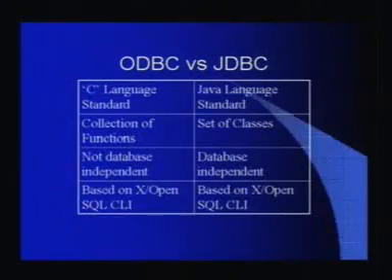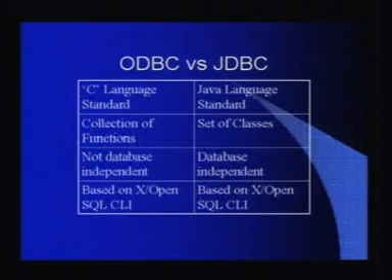JDBC is a set of classes. Java is a pure object oriented programming language. So, there is no scope for functions. You have member functions, but they are not exclusively self contained functions. Due to this, since Java is an object oriented programming language, JDBC is a collection of classes. That is why we term ODBC a collection of functions and JDBC a collection of classes.